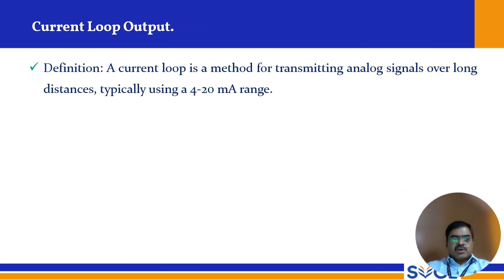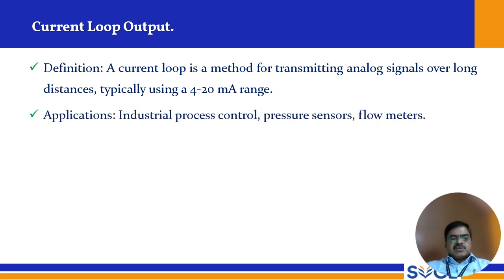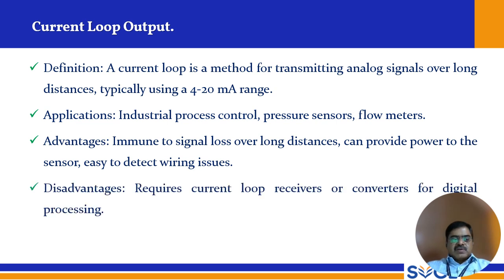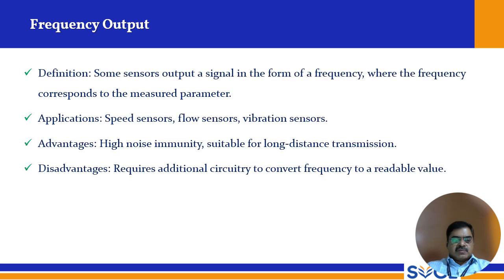Current loop output. The current loop is a method for transmitting analog signals over long distances, typically using a 4 to 20 milliamp range. Applications: industrial process control, pressure sensors, flow meters. Advantages: immune to signal loss over long distances, can provide power to the sensor, easy to detect wiring issues. Whereas disadvantages: requires current loop receivers or converters for digital processing. So that is the disadvantage.